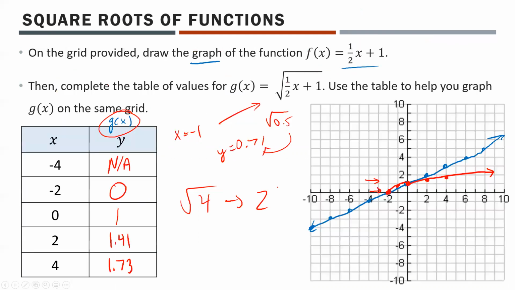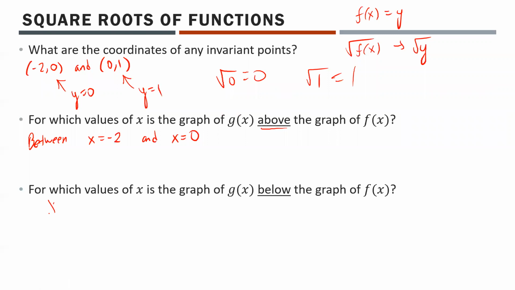Now, for which values of x is the graph of g of x below the graph of f of x? Well, pretty much everything else, right? We don't exist down on the left side here, but pretty much everything bigger than 0. So for everything, x is greater than or equal to 0. Well, I guess we just say greater than 0, not greater than or equal to, but it is what it is. Anyway, so that's all we got there.